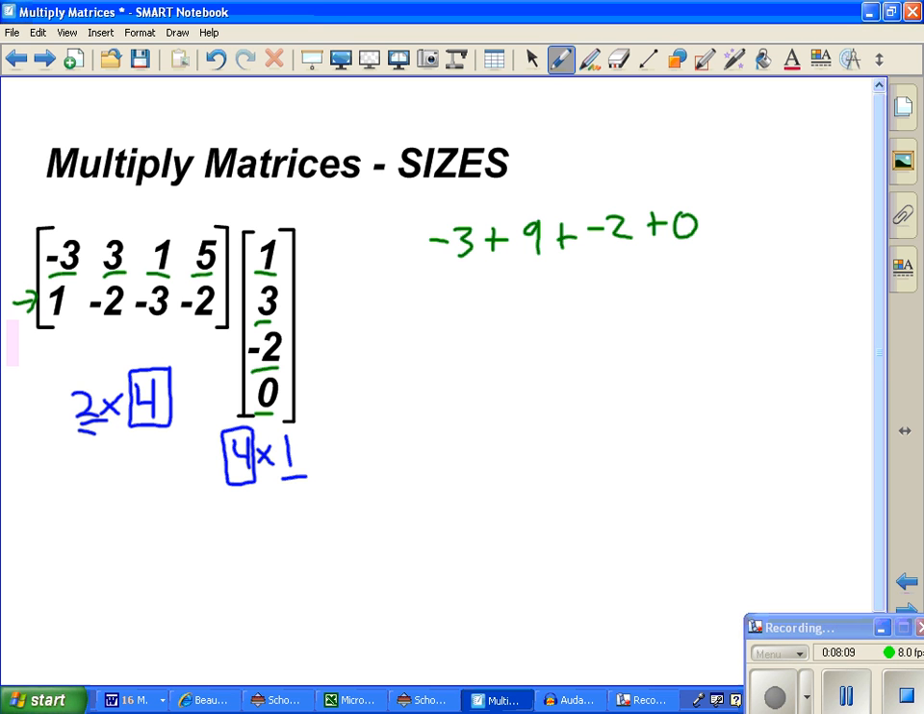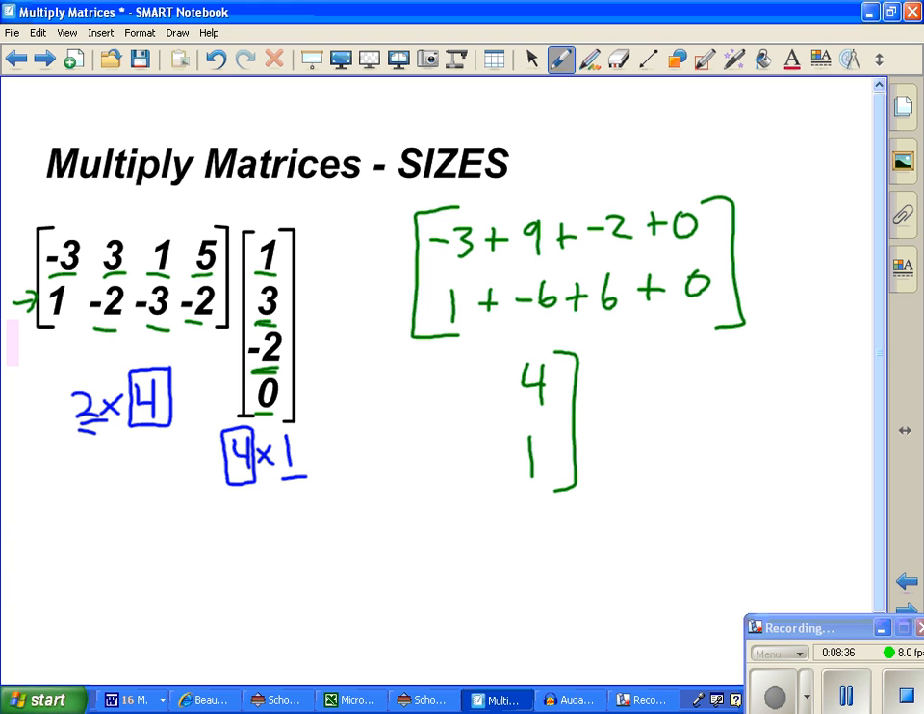Now let's go second row, first column. So 1 times 1 is 1 plus negative 2 times 3 is negative 6 plus negative 3 times negative 2 is a positive 6 plus negative 2 times 0 is 0. Here's my general matrix. Now I just add things up. So in here we're going to have 4 and then 1. And that's my answer. Notice I got a 2 by 1.